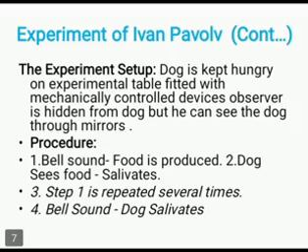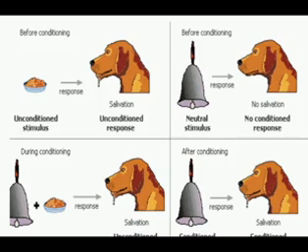The next is the procedure of classical conditioning. There are 4 procedures. First one is bell sound. Then food is produced. The next is the dog sees food and salivates. Third one is step 1 is repeated several times. And fourth one is bell sound, dog salivates. These are the steps or procedures for classical conditioning. Then I mentioned a picture for the pictorial representation of the classical conditioning experiment. So you guys should go through these pictures.